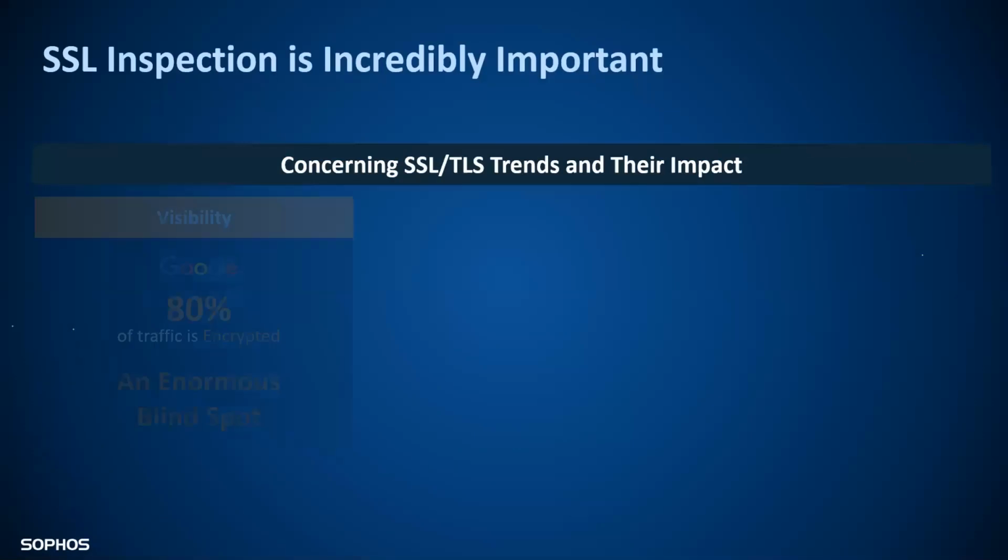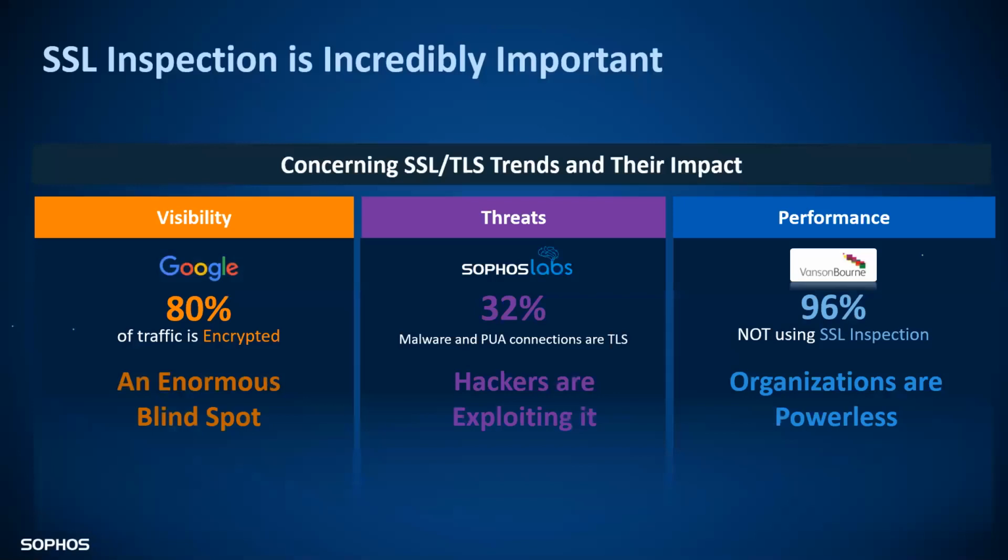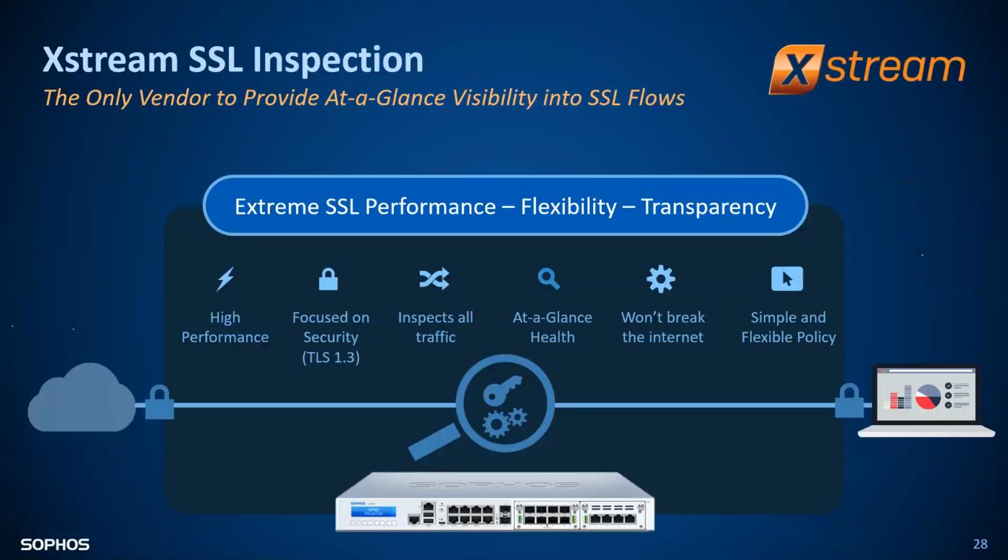This is the SSL inspection. Normal things: 80% of traffic is encrypted, 32% is advanced malware, and TLS and all that are covered in our SSL scanning. Then 90% of organizations are obviously powerless. They cannot do anything, not using SSL inspection. Almost 96% of firewalls are not scanning SSL traffic. So this is the normal SSL performance, flexibility, high performance, focus on version 1.3. Right now, a lot of firewalls do not have the capability to scan 1.2.